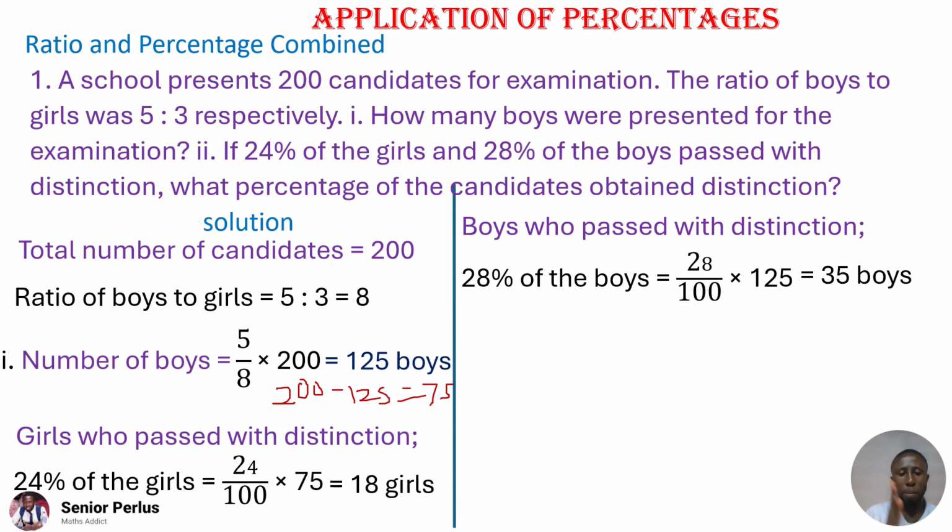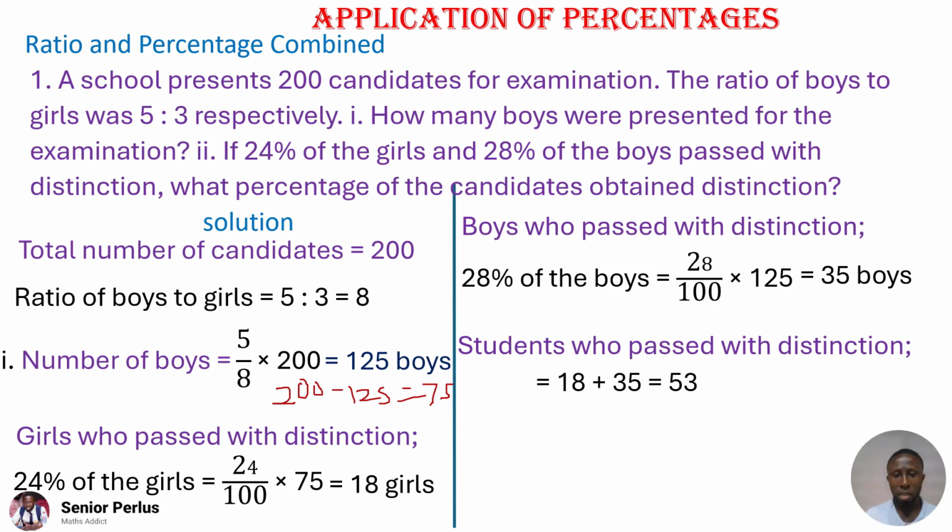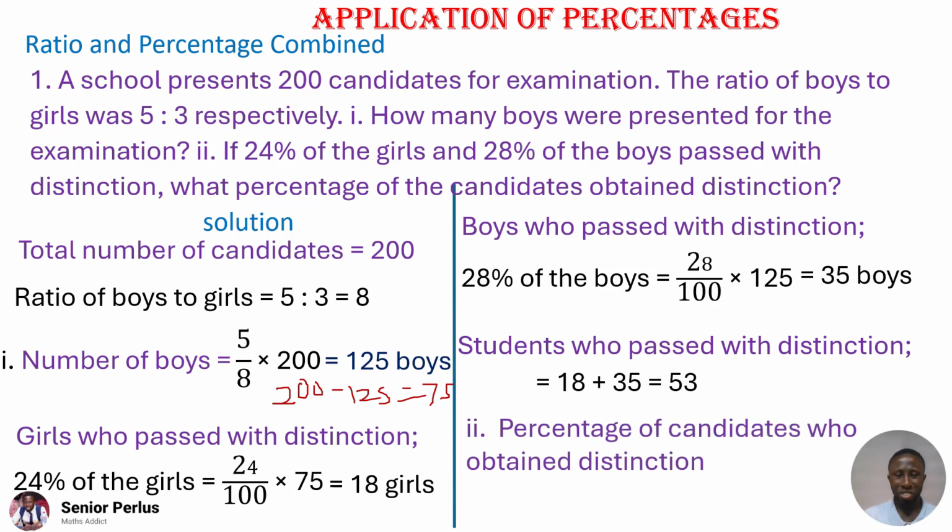Since now we know the number of girls who obtained distinction and the number of boys who obtained distinction, we just add them, then we find the percentage. The sum who obtained distinction is 18 plus 35, that's 53. And they ask, what percentage? It's very easy. That's 53 out of the total times 100%. The total was 200, so the percentage is 26.5%. That's for ratio and percentage combined. Very easy.